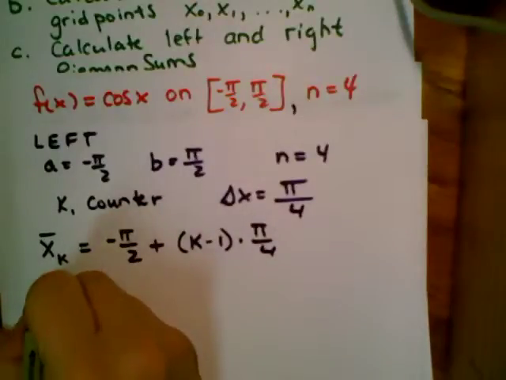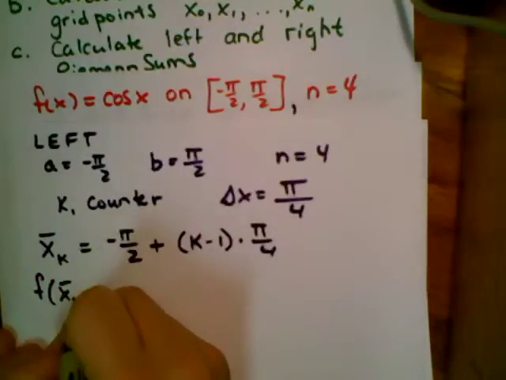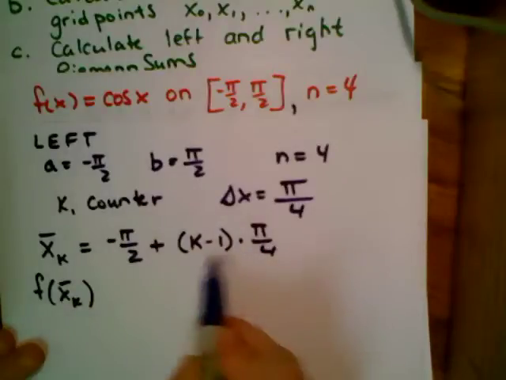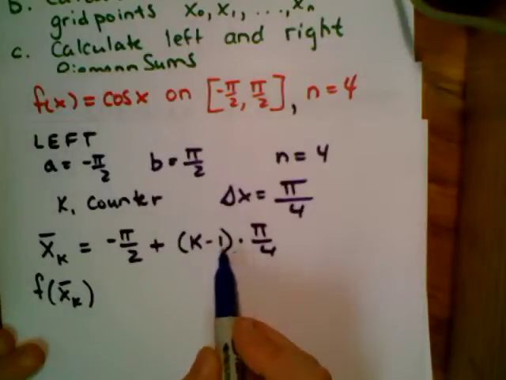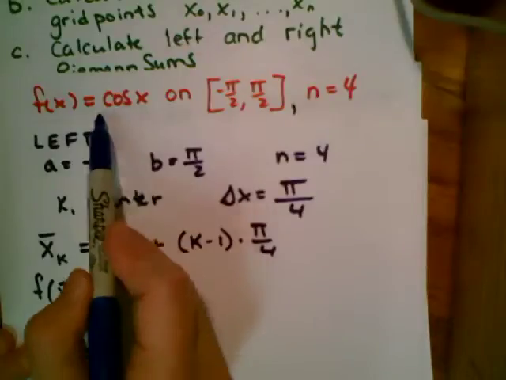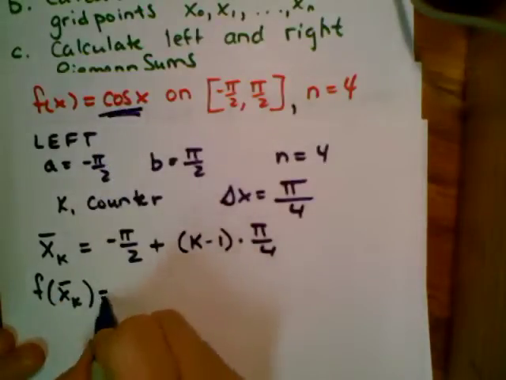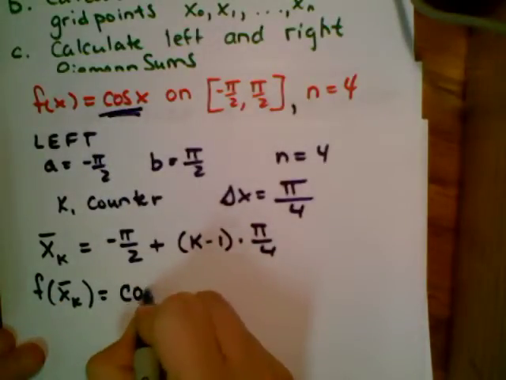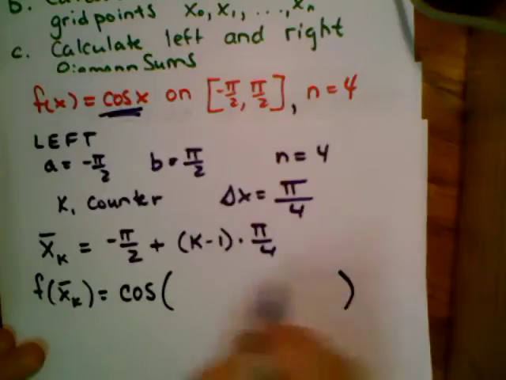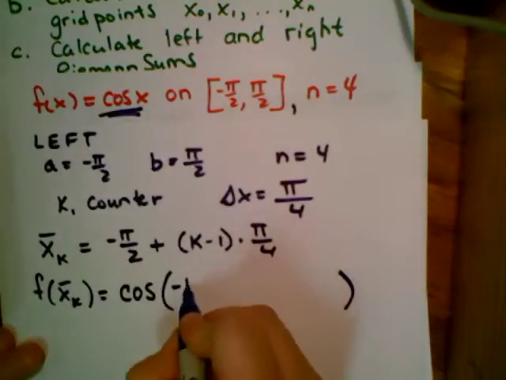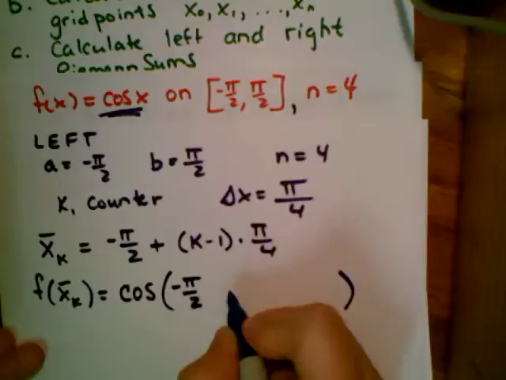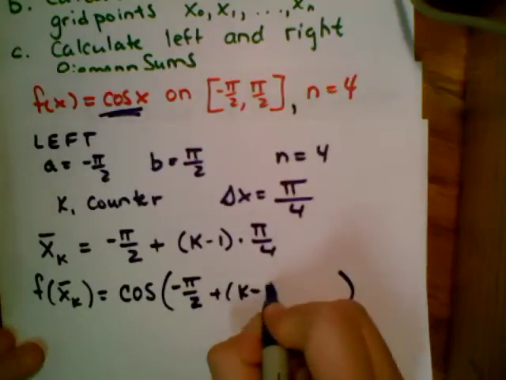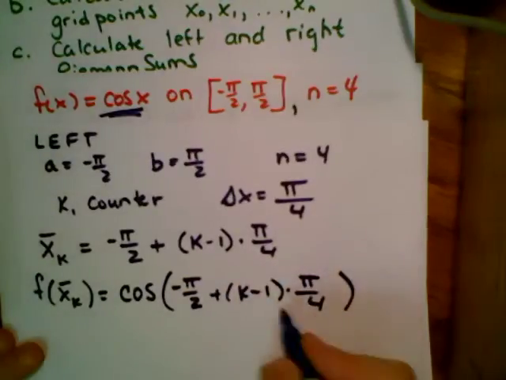And then we want to evaluate our function at this x bar, the left-hand endpoints of the subintervals. Our function in this example is cosine of x. So it's cosine applied to x bar, which is the sum, negative pi over 2, plus the difference times pi over 4.